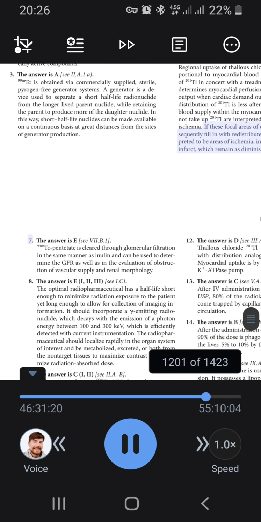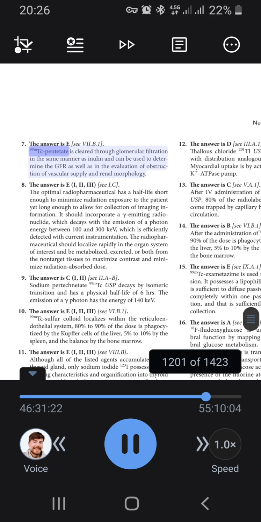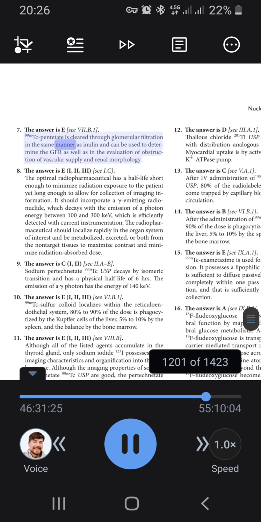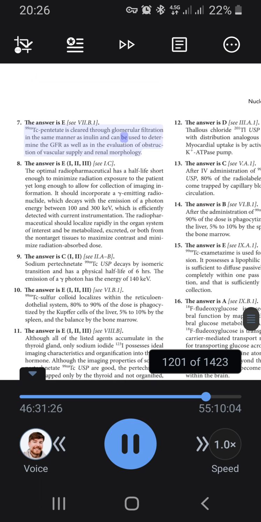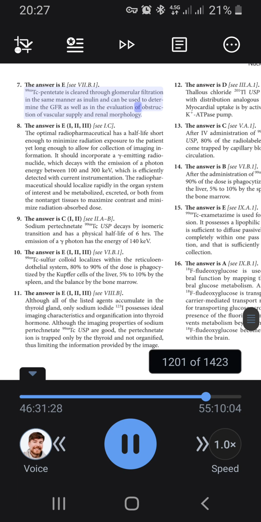7. The answer is E, C1. 99mTc pentetate is cleared through glomerular filtration in the same manner as inulin and can be used to determine the GFR as well as in the evaluation of obstruction of vascular supply and renal morphology.